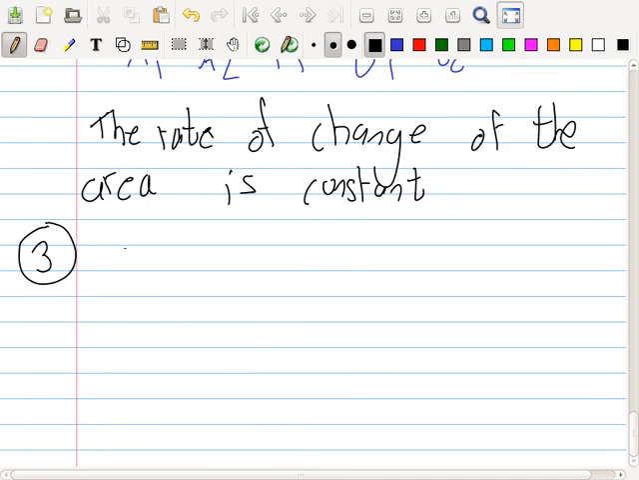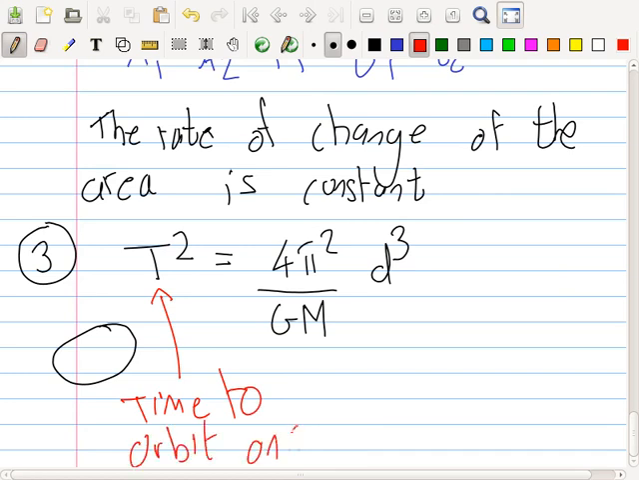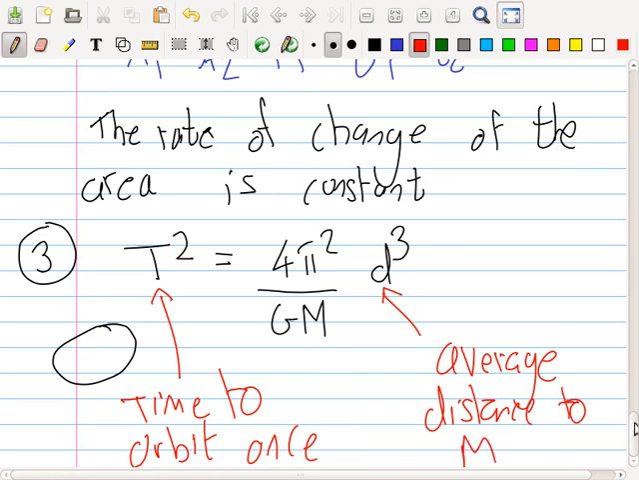Law number 3 says, this is the one: T squared, that's the time to do one orbit, is equal to 4 pi squared over GM times d cubed. And I'll explain what each one is. That's the time to orbit once, and this here is the average distance to M. So I'll draw you a graph to explain this.